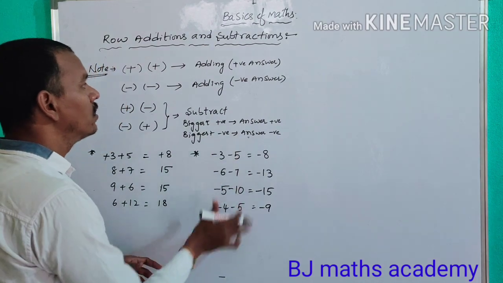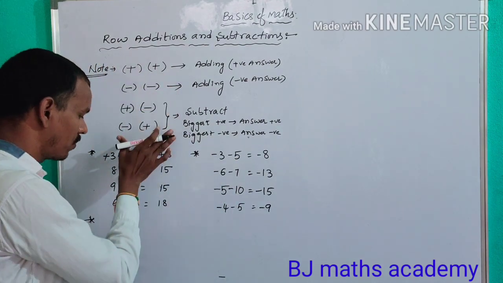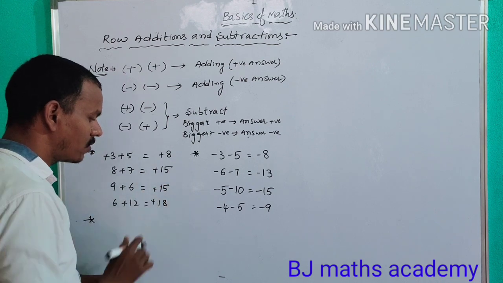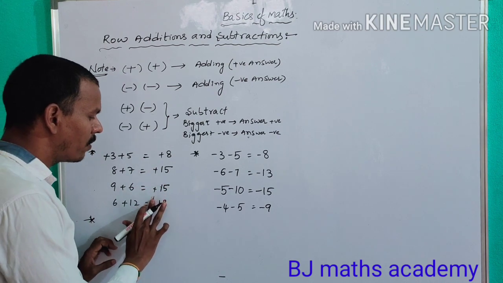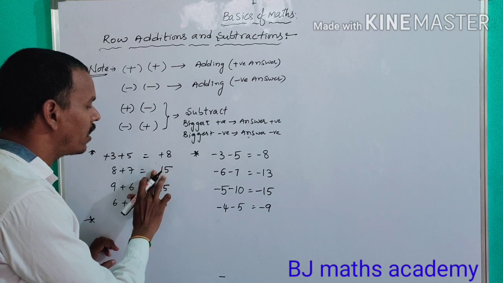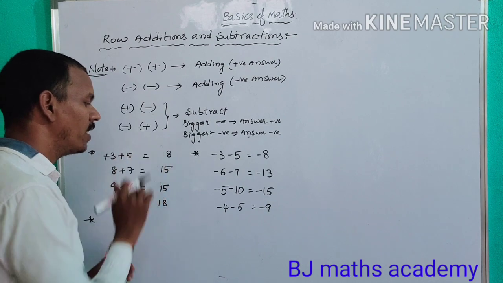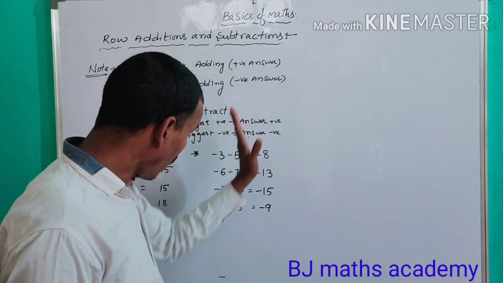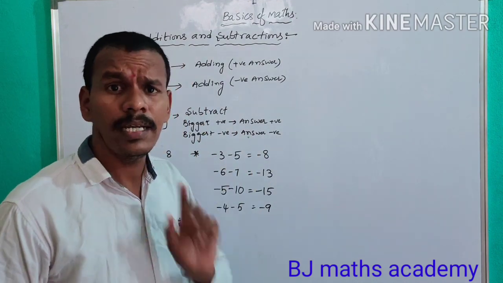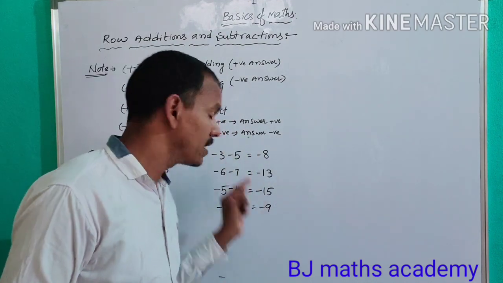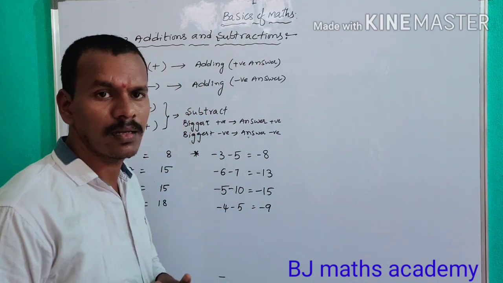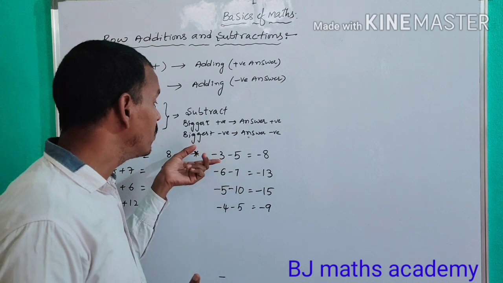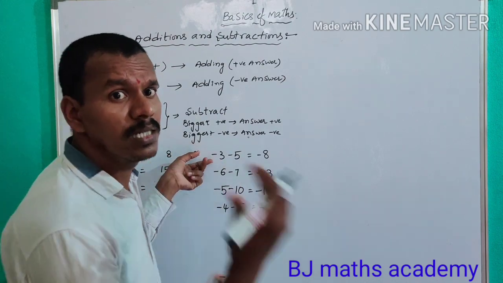So when the two terms are positives, we get all positive answers. It is positive, it is positive, it is positive. But before a positive number, there is no need to mention plus. Directly you write 8, 15, 18 like that. But if the number is negative, we must mention that sign before the number. The number takes the sign which is before it, but not after.